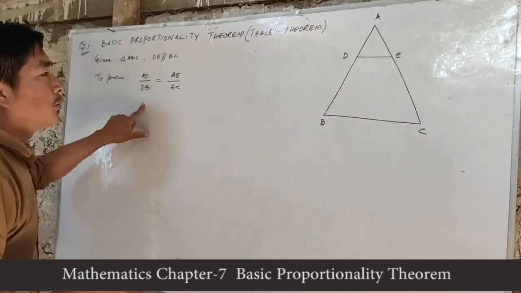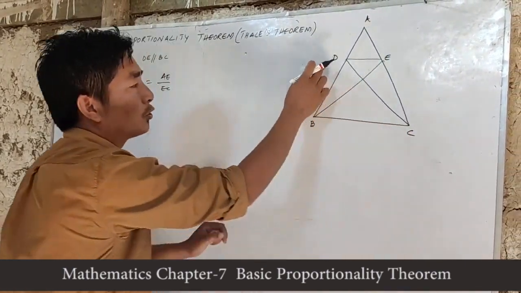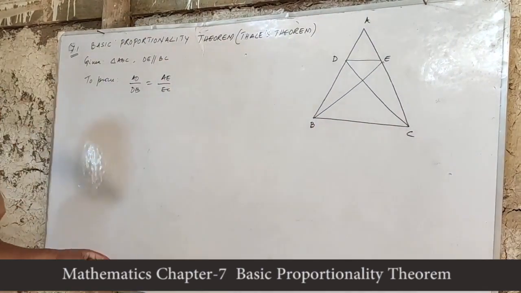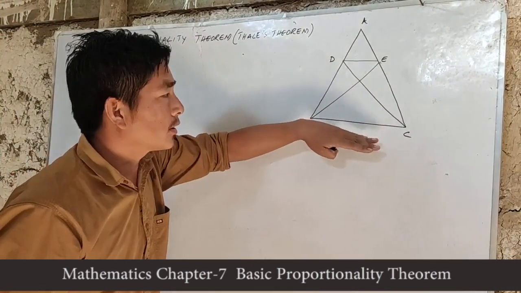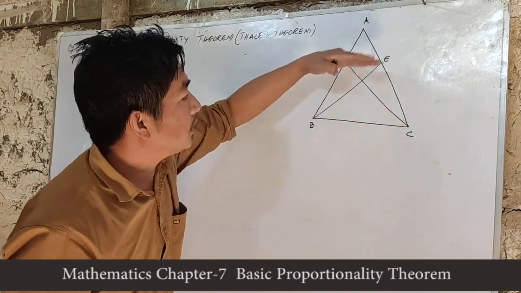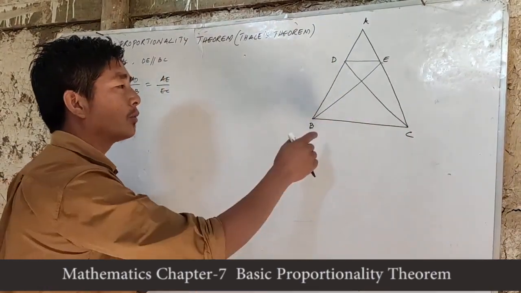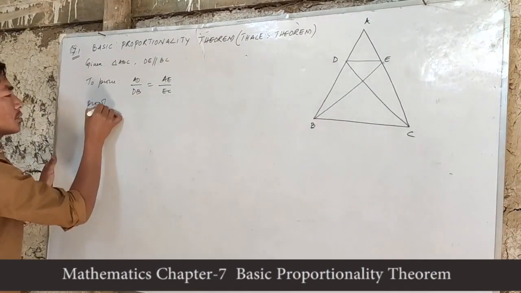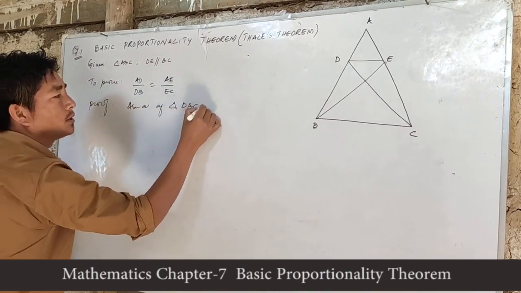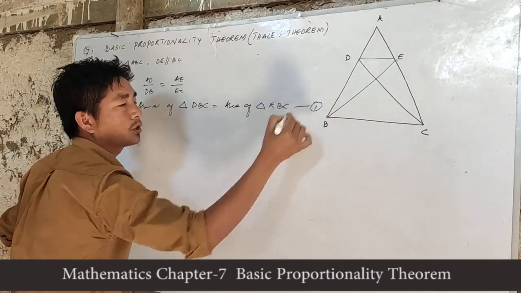Now, before we do that, let us join BE and CD. Then we get two triangles, that is DBC as well as EBC. Now, we have learned in the lower classes that triangles standing on the same base, that is here, when you consider triangles DBC and EBC, they're standing on the same base, and DE is parallel to BC. So triangles standing on the same base and between the same parallels are equal in area. So as a result, area of triangle DBC is equal to area of triangle EBC. Let's call this equation 1.